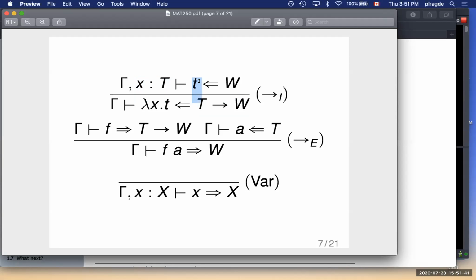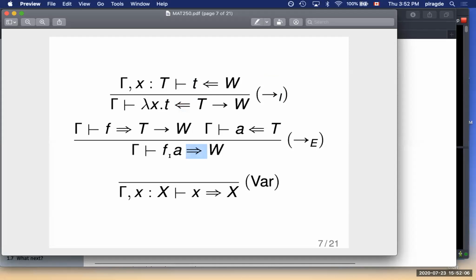Those are two perspectives on exactly the same thing. And they're used to justify this rule, which is implication introduction, but for type checking. Now, we saw that type synthesis was necessary for function application. So let's take a look at that rule.